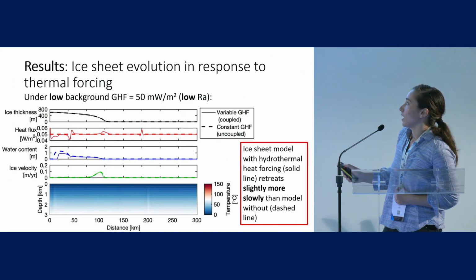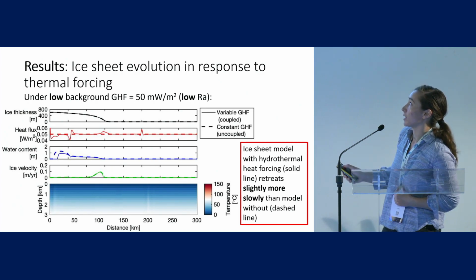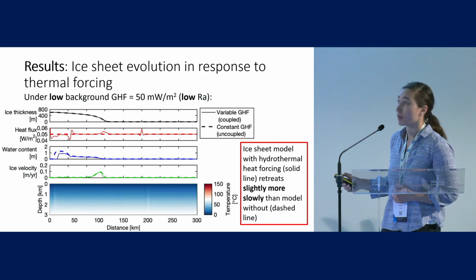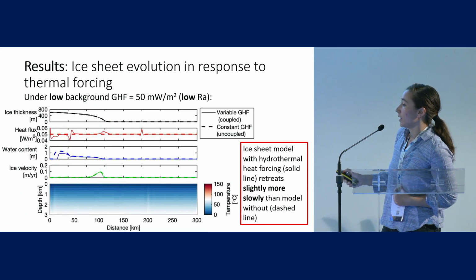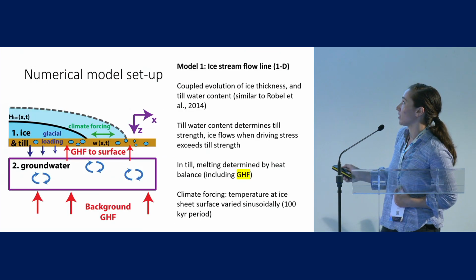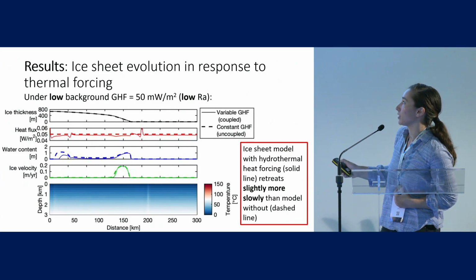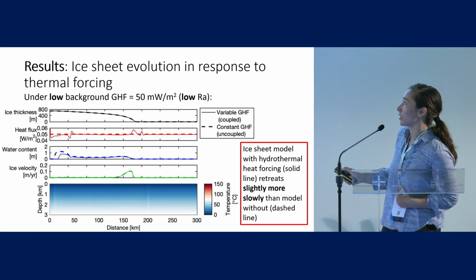So we see the solid line is our main model result, but I also ran this dashed line, which would be the same thing but in the absence of forcing from temperature. More or less the dashed line and the solid line are together, so there's a very small influence, although the depression of heat flow means that you're generating slightly less meltwater in the coupled model and lower velocity.